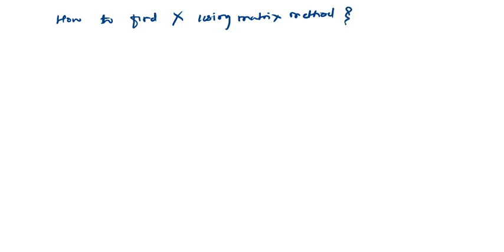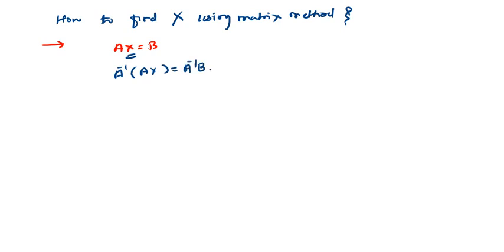Okay, so to find the value for capital X, or the matrix of unknowns, we need to consider the system of linear equations in matrix form. So we need this capital X, right? So what we will do, we will multiply both sides by the inverse of A. So what will happen? See, this will be A inverse into AX is equal to A inverse into capital B.